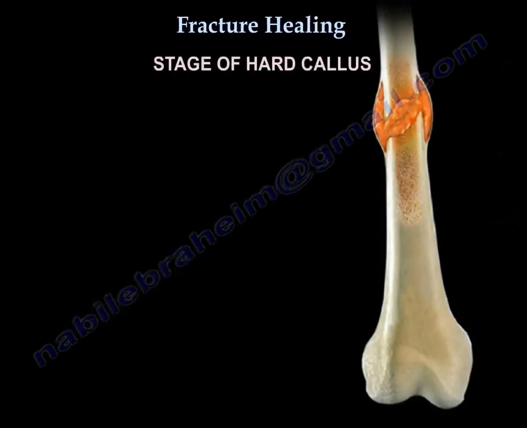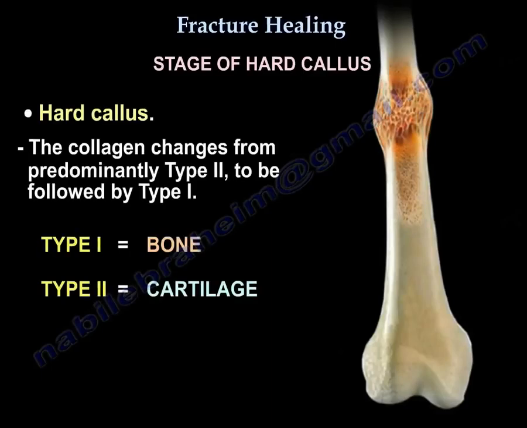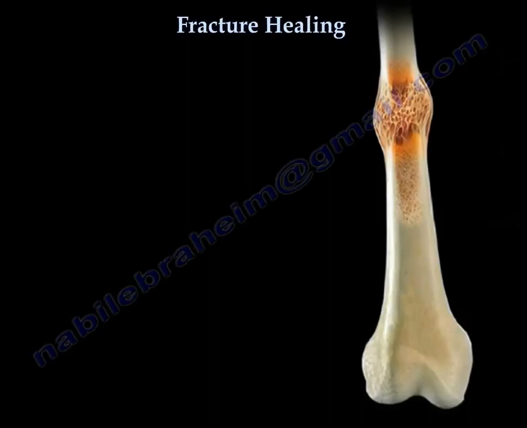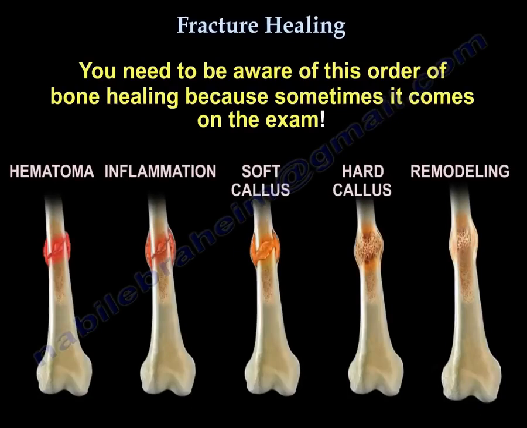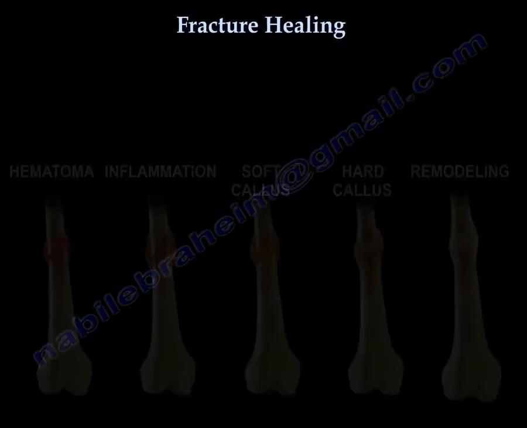After the soft callus, you get hard callus. And the collagen changes from predominantly type 2 to be followed by type 1. Type 1 is bone, type 2 is cartilage. After the hard callus, there is remodeling. You need to know all the stages of bone healing because sometimes it comes up in the exam. You need to know the order of bone healing.